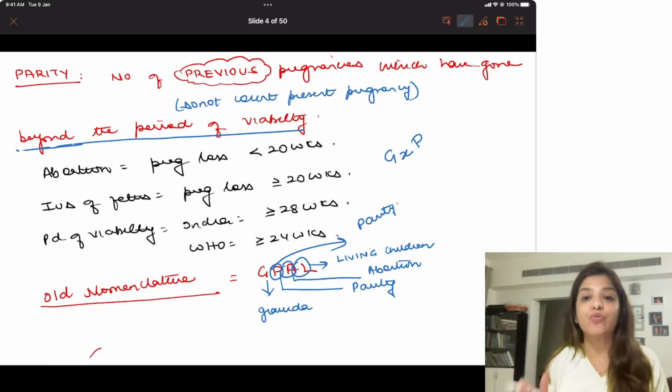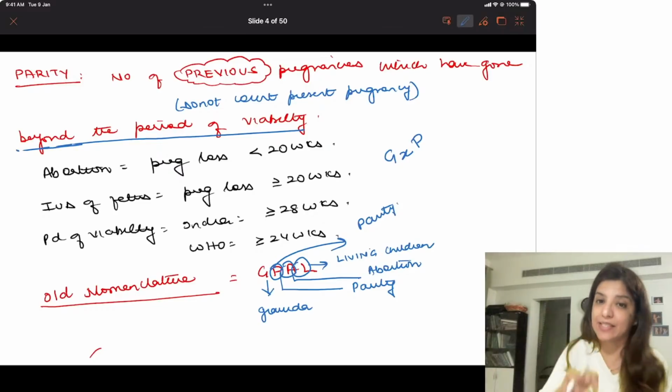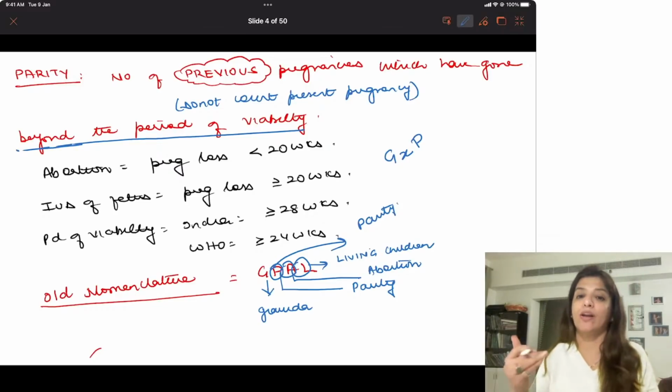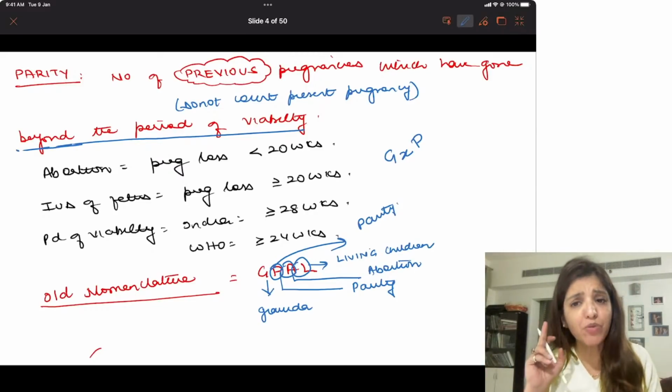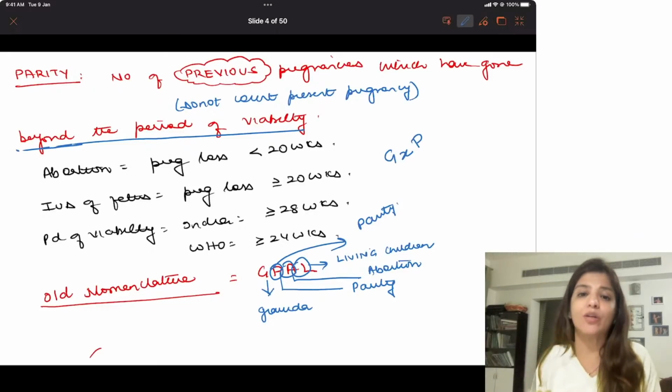Now, A stands for number of abortions. Number of abortions means number of pregnancy losses at less than 20 weeks. And L stands for number of living children. Now, G-PAL system is not a very good system.